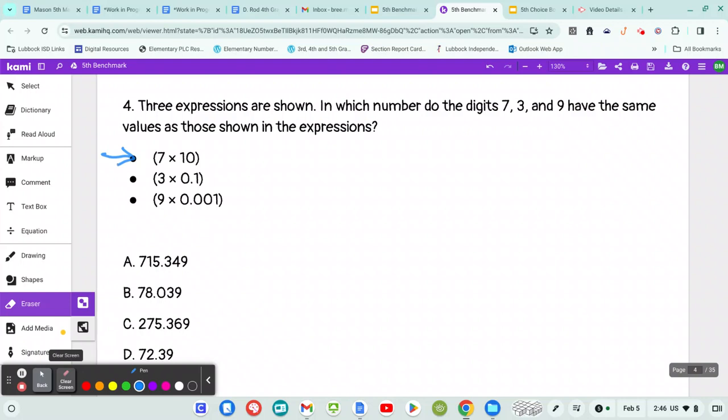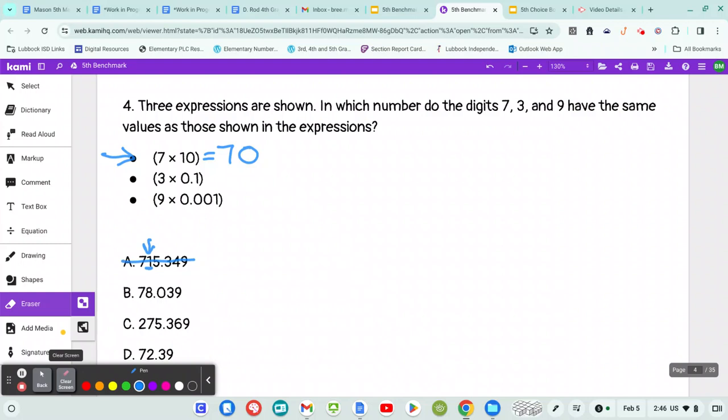So it says 7 times 10. That would give me a value of 70, or I need to find a 7 in the tens place. That's saying the same thing, okay? So if I look at the tens place in A, I have a 1. This cannot be my answer. I don't have a value of 70 in this number.